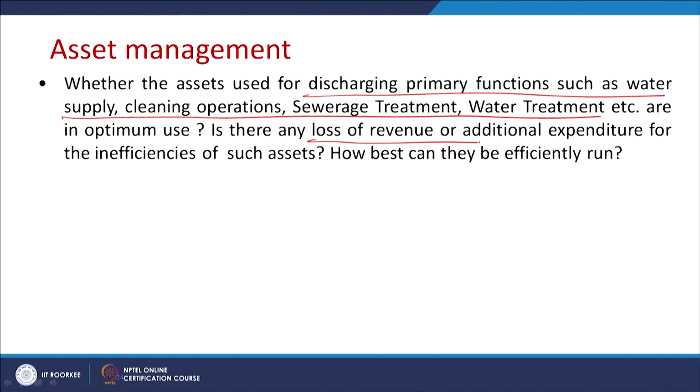Second, is there any loss of revenue or additional expenditure for the inefficiencies of such assets? If so, how much is the loss of revenues and how best can it be efficiently run so that the wastage or the loss is less.